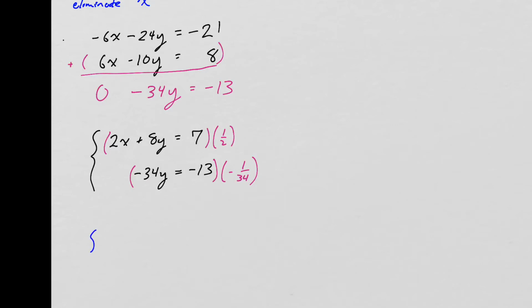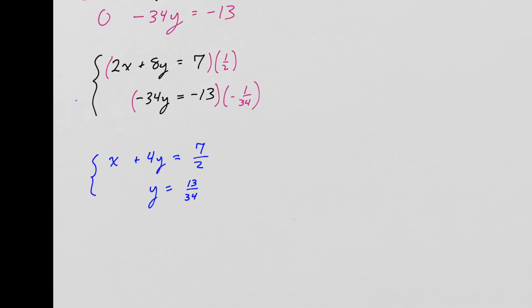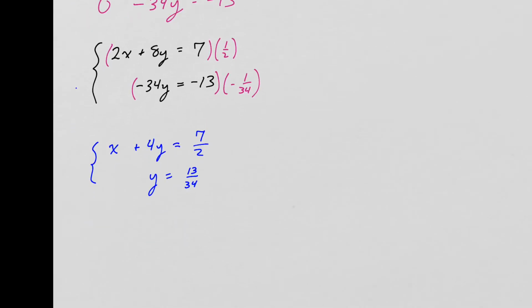So we're going to end up with x plus 4y equals 7/2, and just y equals 13/34. Okay, 13/34. It's a pain, but we can handle it. It's just a fraction. You just got to go slow. And so we would say, all right, x plus 4 times 13/34 is equal to 7/2. And now we're just solving.